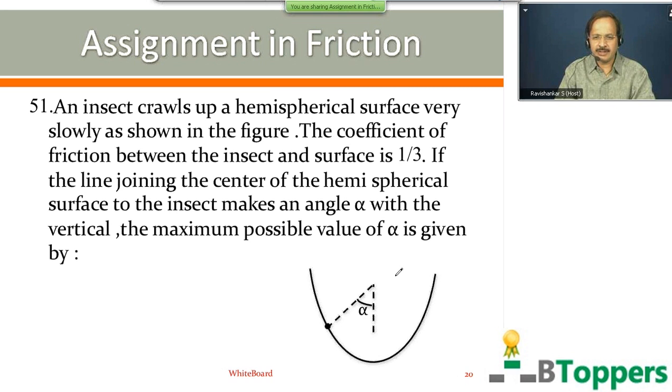The line joining the center of the hemispherical surface to the insect makes an angle alpha with the vertical. The maximum possible value of alpha is given by. So, given the diagram, let us consider the forces acting on the insect. That means we will consider a situation when the insect has reached the maximum possible height above the lowest position.